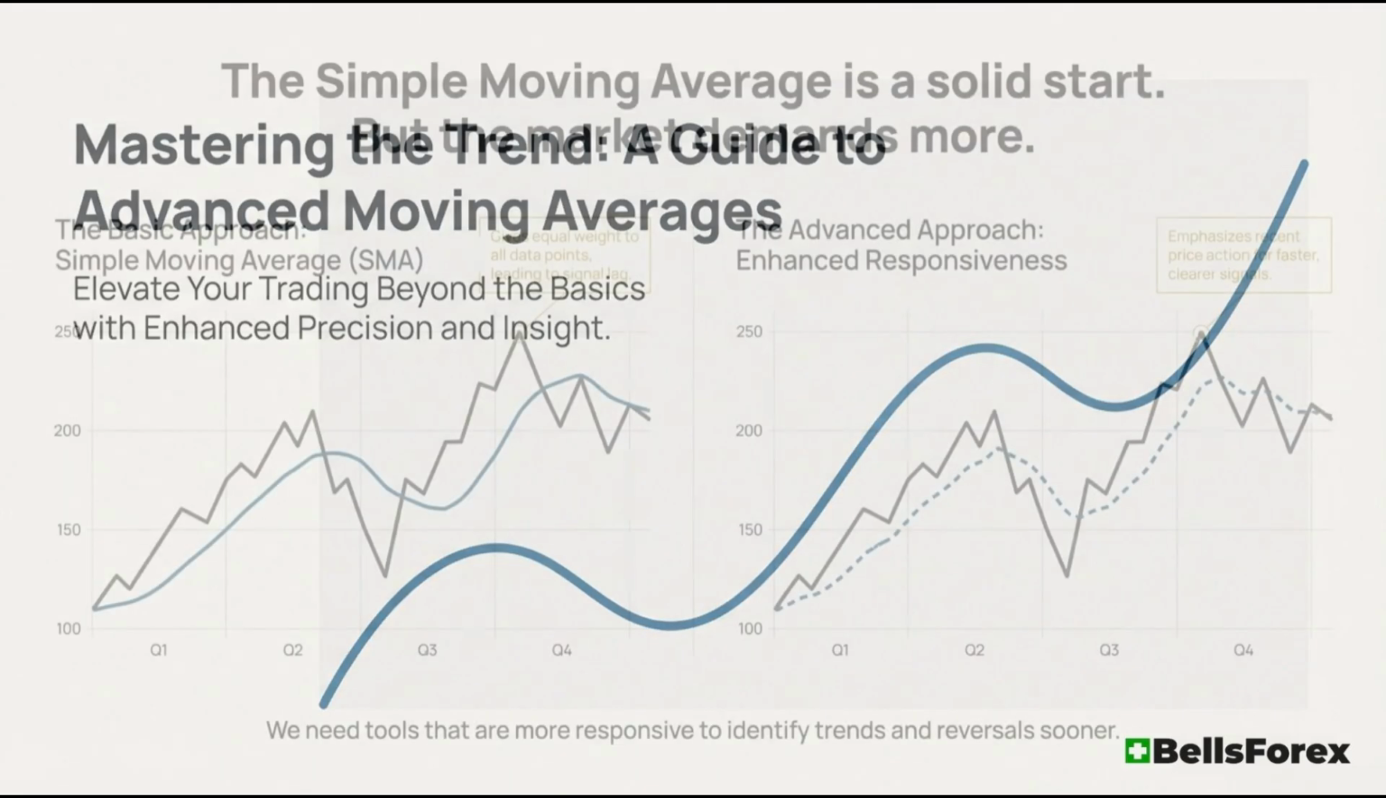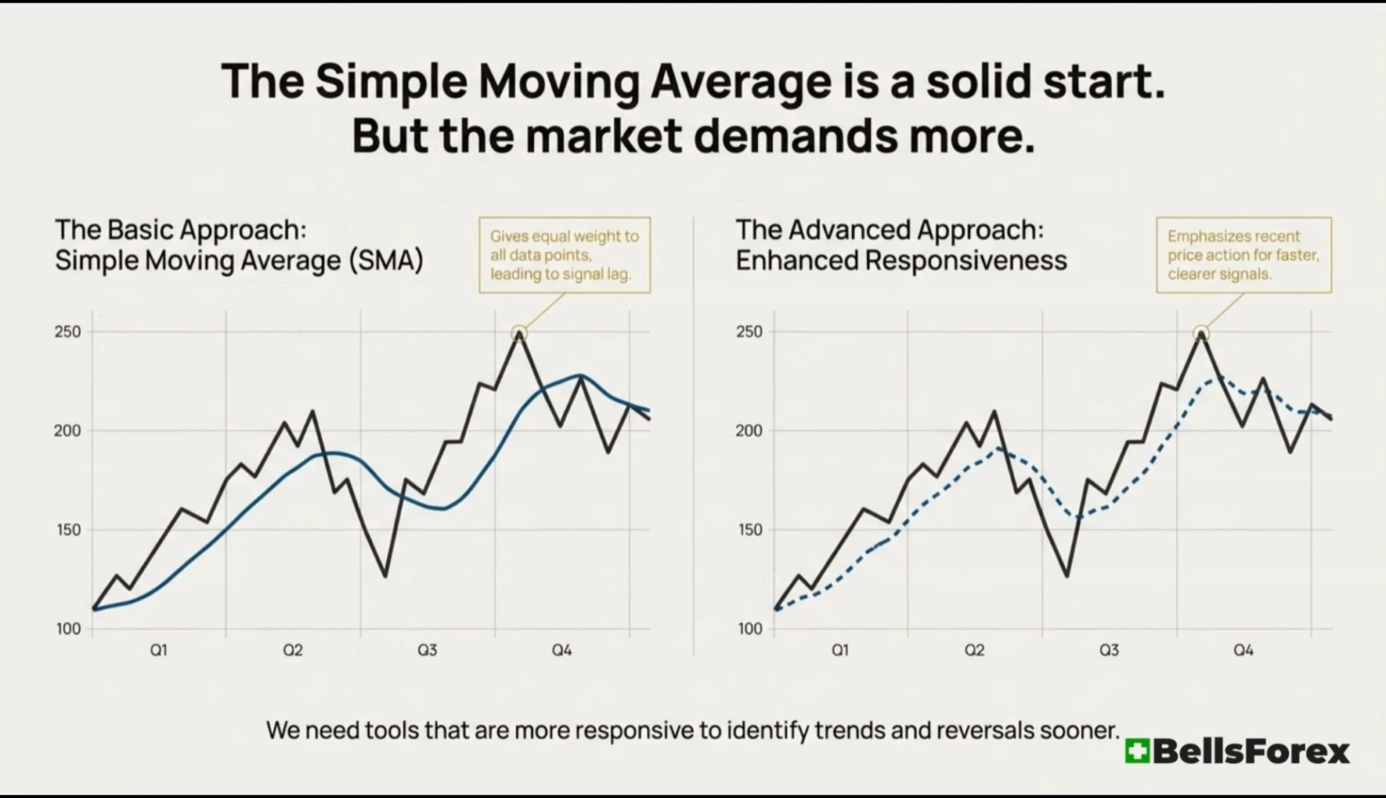It does. It has a huge lag problem. It treats yesterday's data the exact same as last month's data. And in fast-moving markets, that means you're perpetually late to the party. Right. So our mission today is to take the source material and unlock the enhanced precision of advanced moving averages. Exactly. We want to move past the basics to identify trends faster, to optimize entry and exit points with greater accuracy, and truly master risk management.